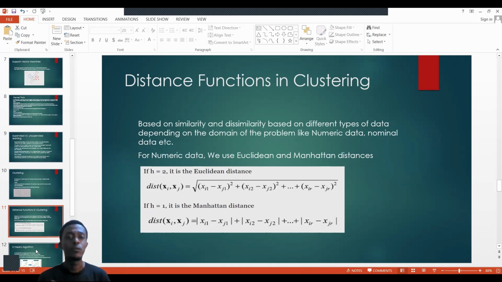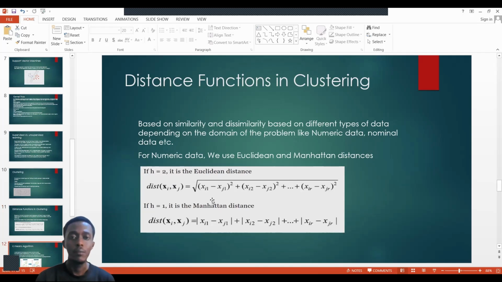And then you also saw distance functions in clustering, which are based on similarity and dissimilarity, for different types of data, depending on the domain you're interested in with the problem. Let me say if you're handling numerical data, you use the Euclidean and also Manhattan distances as the distance functions. These are the simple formulas for the Euclidean distance and the Manhattan distance between two data points. Xi and Xj are just simple data points in the data set, and this is a function that maps it. The Manhattan distance is used when the exponent is equal to 1, but for Euclidean distance it takes in 2.